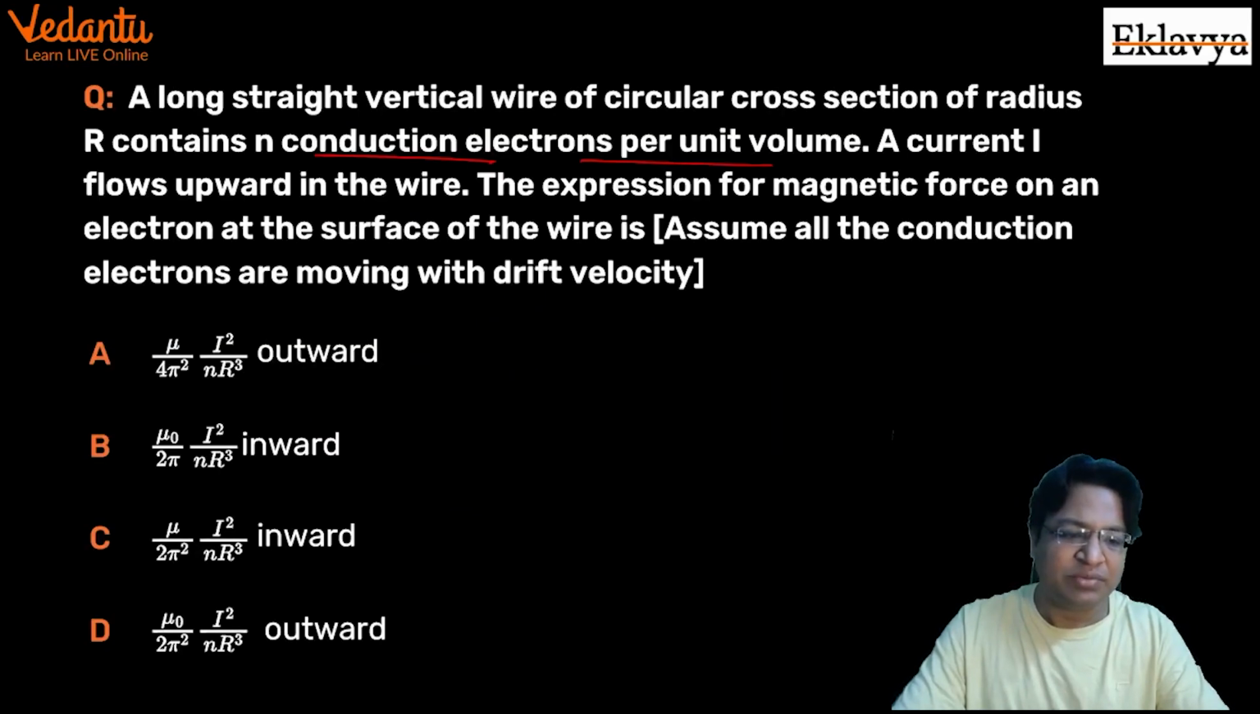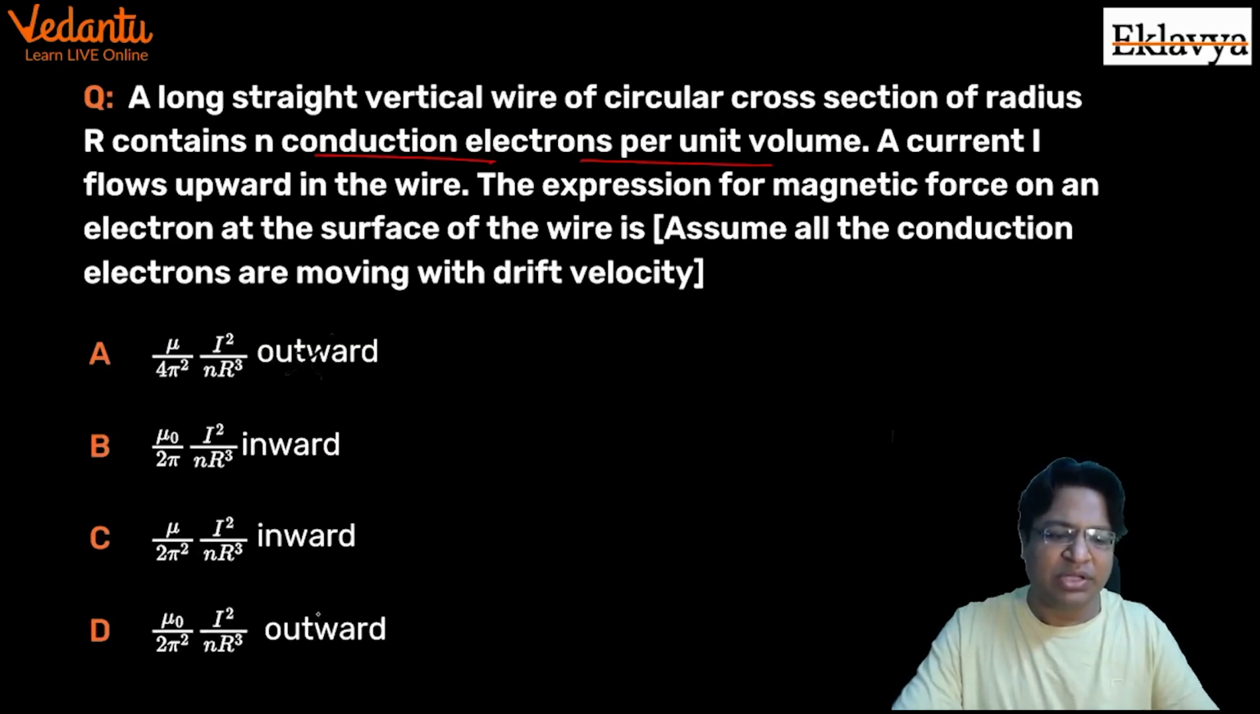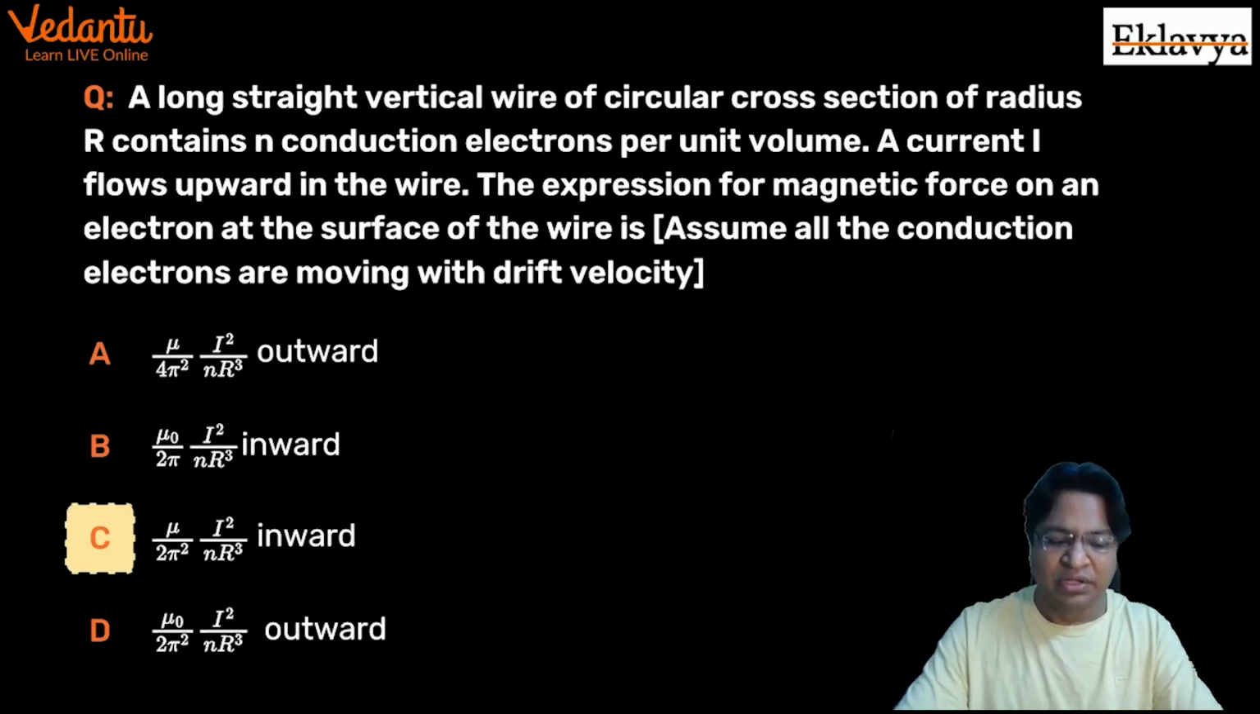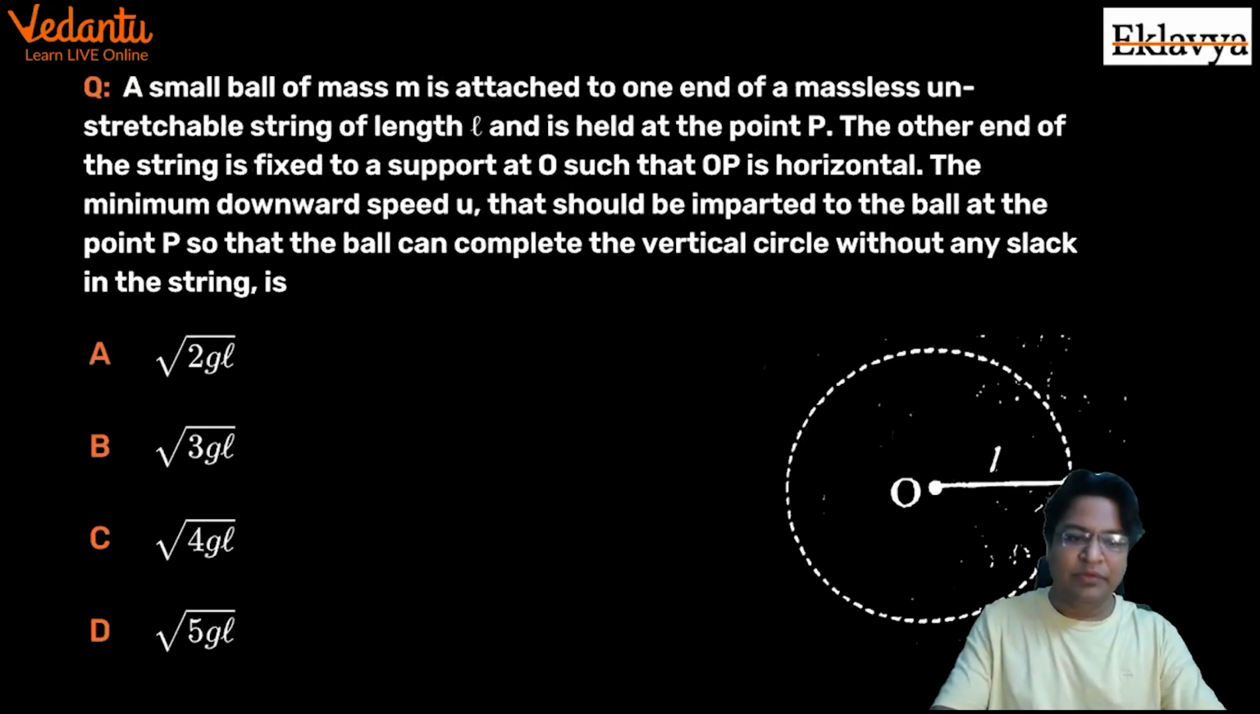Okay, let's see for this option. So outward is cancelled because the force is inward. Mu naught I square 2 pi n r cube, 2 pi square. So this option should be correct. So option C is the right answer, everyone. I hope this is okay. I hope you got this. Okay, we'll now go to the next question. Moving on to the next question.